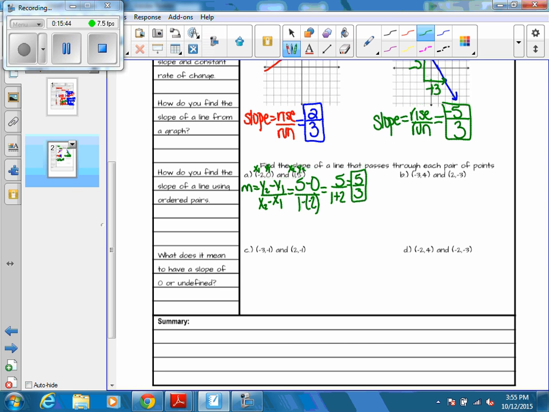What I want you guys to do is, let's stop here. And we are going to finish the rest of these problems in class tomorrow. Okay? So, actually, I take that back. Let's try part B. I want you guys to find the slope of B. The ordered pairs -3, 4, and 2, -3. And then we'll talk about C and D in class tomorrow.